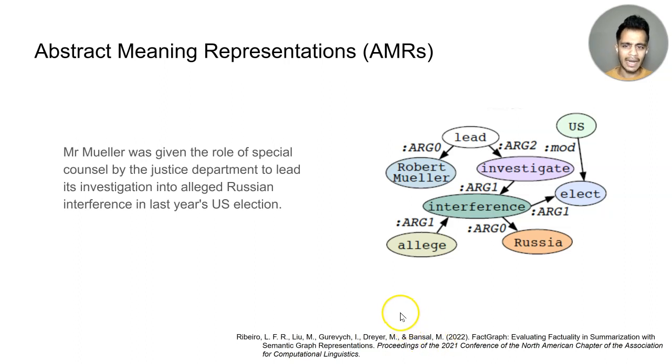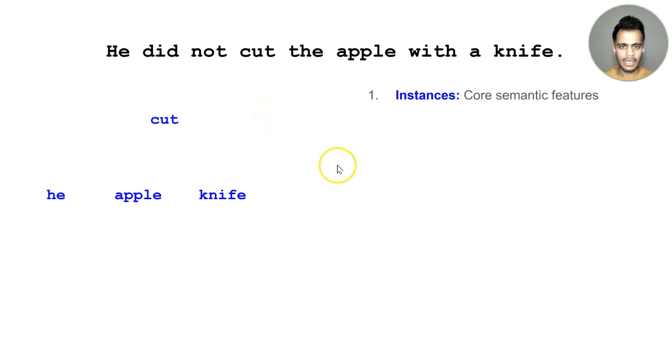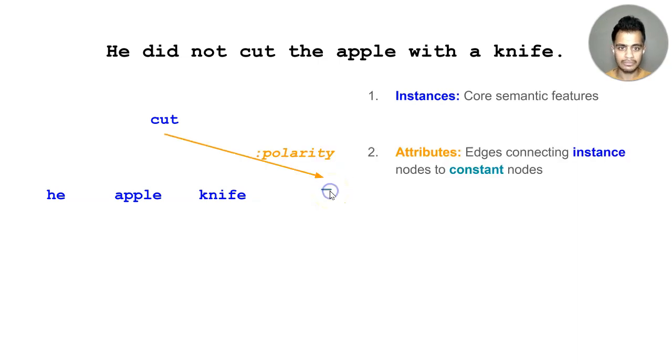To better understand and break down the different components of an AMR, let's go through a simpler example. Here we have a sentence which is talking about how he did not cut the apple with a knife. The first class of components of an AMR are called instances. These are like the core semantic features of the sentence. In this case, he, apple, and knife, as well as the verb cut, form the key components and are represented in the color blue and are representing the nodes in this graph.